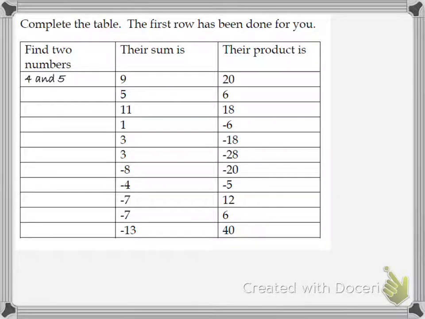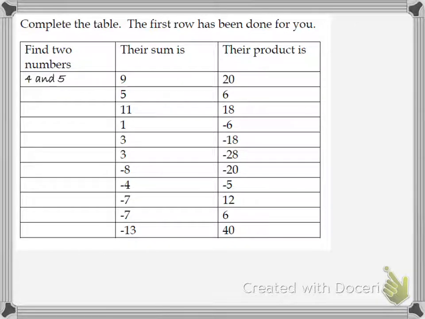Okay, so in this table, what we're going to look at are some patterns that we need to recognize when we choose our two numbers when we're factoring trinomials. So in the first row, we see it's been already done for us. Our goal is to find two numbers, and the two numbers have to have a certain sum and a certain product. So in the first row, we're looking for numbers that have a sum of 9 and a product of 20. And we can see that the two numbers are 4 and 5.